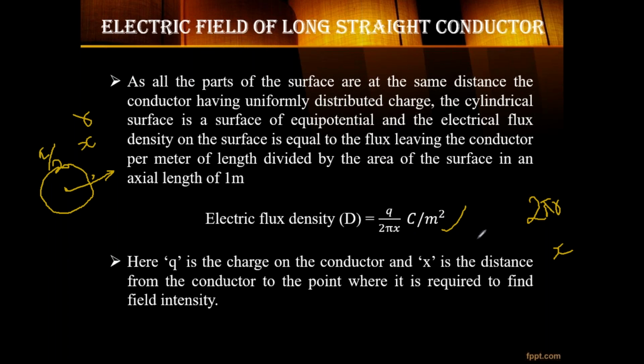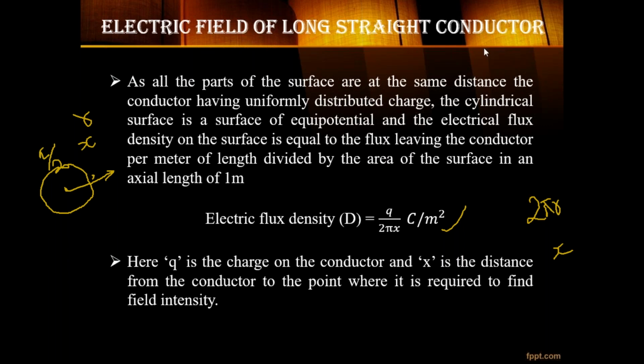What is the meaning of C per m square? So here the electrical flux density is denoted by C per m square, right? What is C here? We call it coulomb. So the electrical flux density unit is coulomb per meter square.